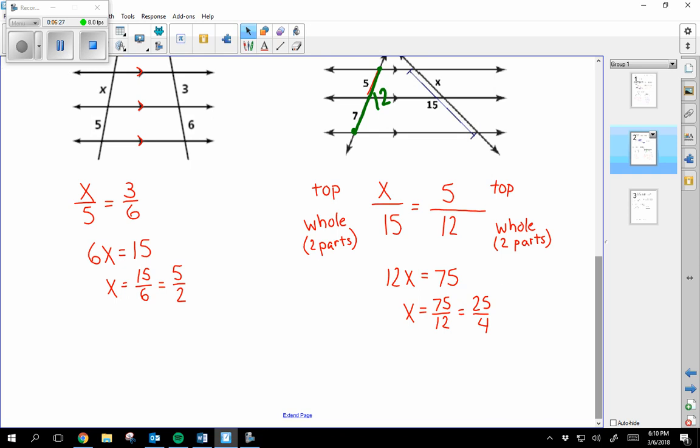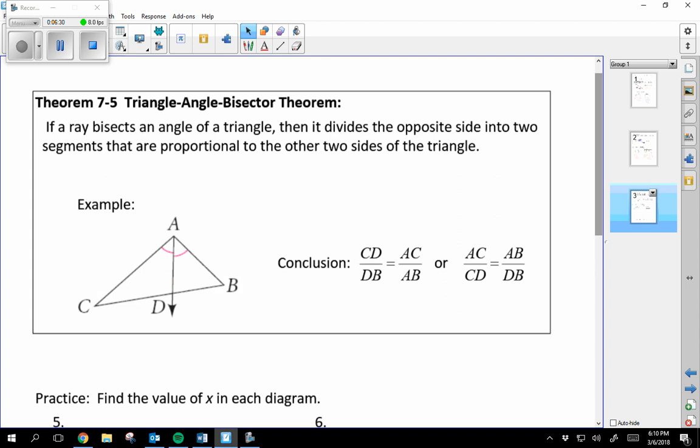And finally, on the last page, our last theorem is called the triangle angle bisector theorem. In this case, you must have a ray bisecting an angle. Bisecting an angle again means that these two pieces are both congruent. And the theorem says that when you have this angle bisector making these two angles congruent, it will divide the sides of the triangle.